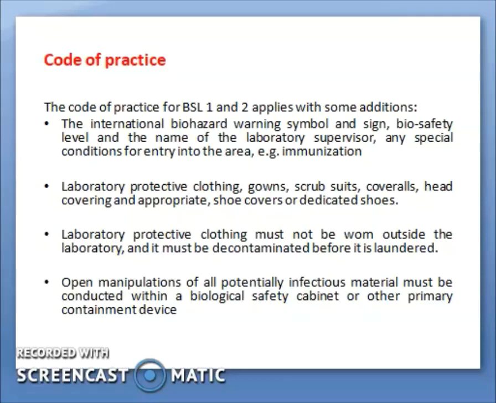Similarly, lab protective clothing includes suits, coveralls, head covering, and appropriate shoe covers or dedicated shoes. These are mandatory to wear all the time in the lab. Laboratory clothing must not be worn outside the lab, and it must be decontaminated before it is laundered. Open manipulations of all potentially infectious materials must be conducted within a biological safety cabinet or other primary containment device.